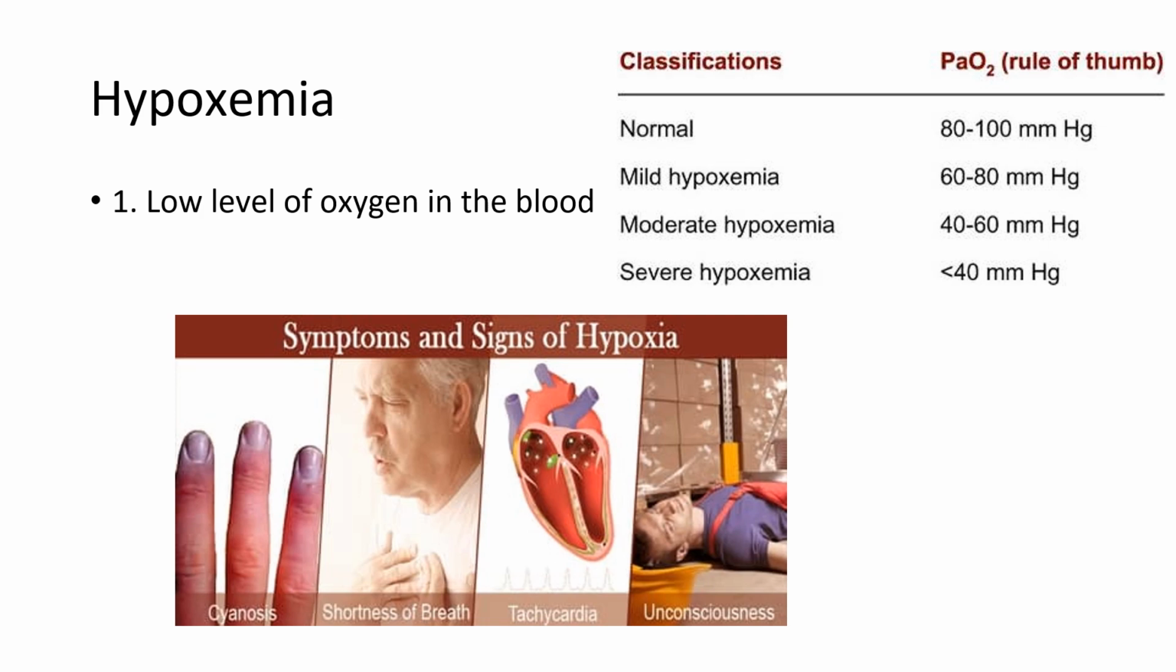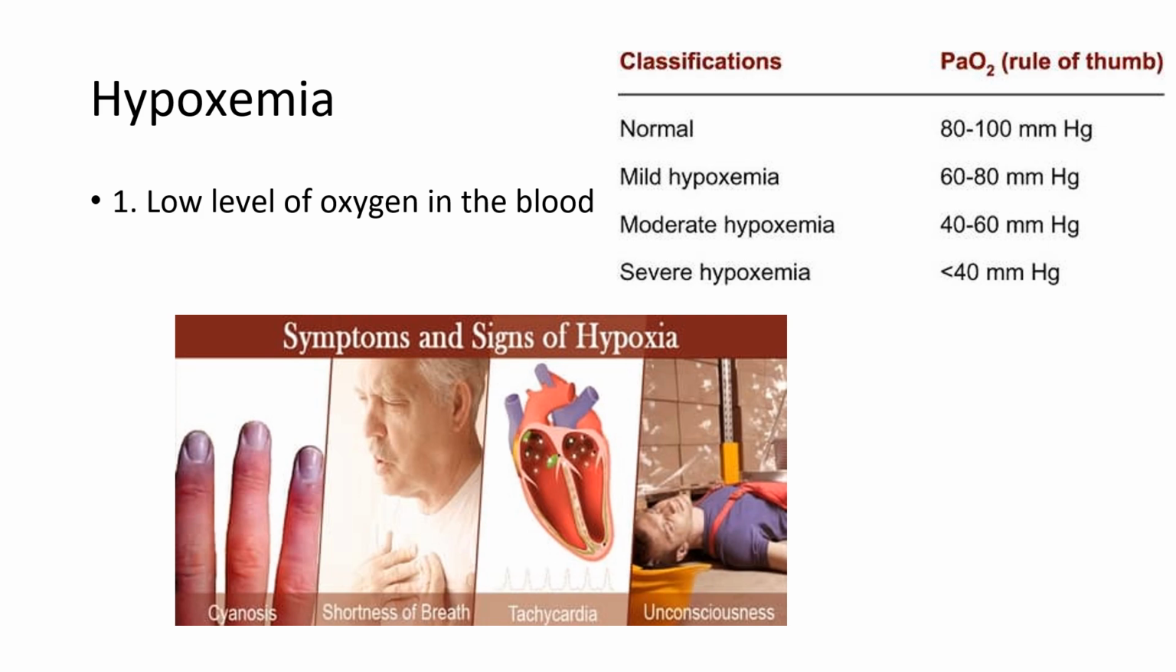Oxygen itself is carried in a part of the blood called the red blood cell. Some of it's diffused in the plasma, but most of it is carried in red blood cells. If you have a low level of oxygen in the blood, you're said to have hypoxemia.